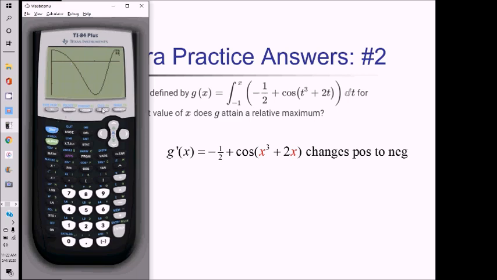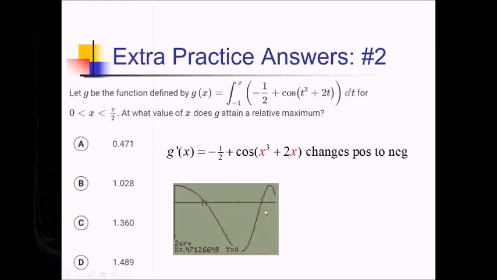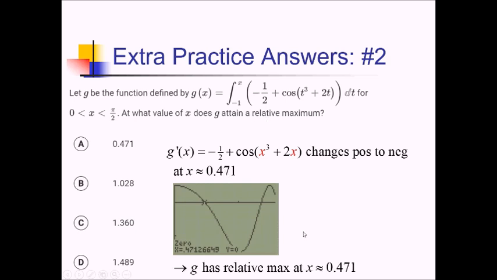And if we do second trace and zeros, option 2, let's get a little bit to the left of that and press enter. There we go. A little bit to the right, press enter. Press enter one more time for good measure. And it comes out to about 0.471 and some change. So there was our graph. There was our x value. And because g prime is changing positive to negative at 0.471, that means g has a relative max at 0.471. So that's going to be choice A.